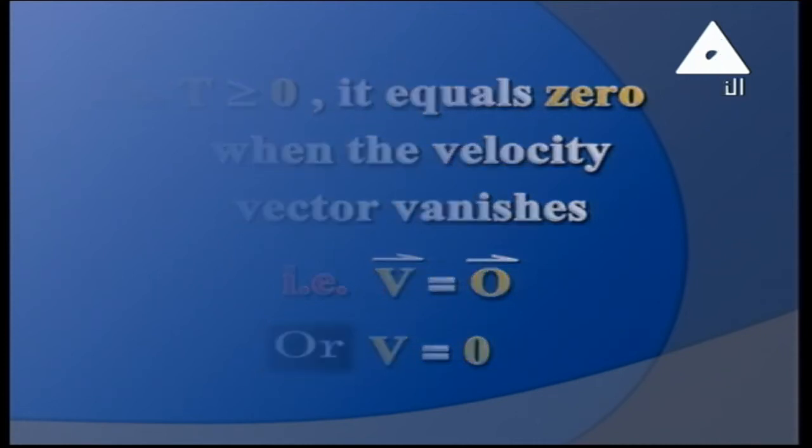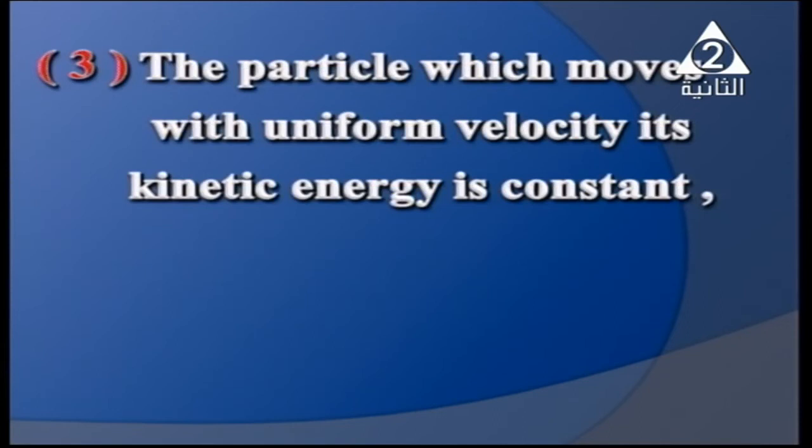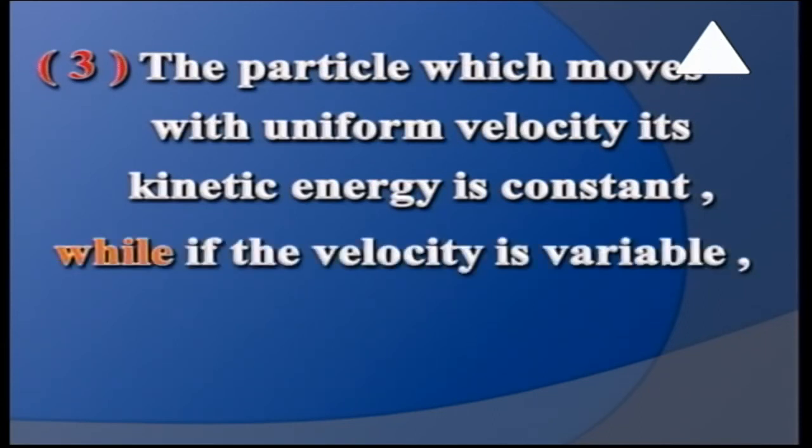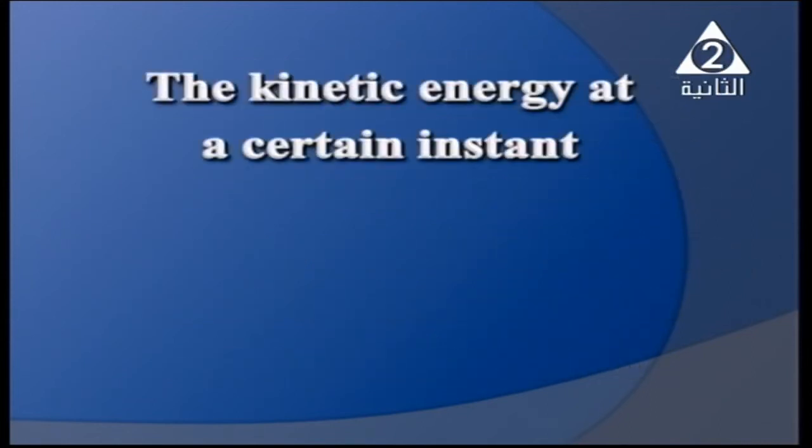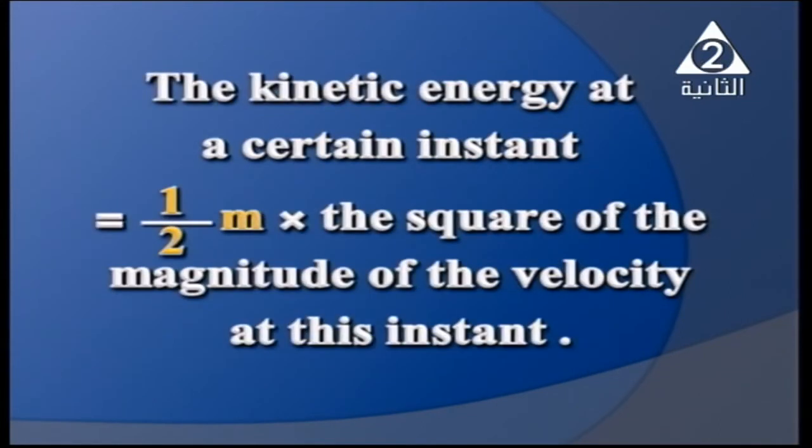The particle which moves with uniform velocity, its kinetic energy is constant. While if the velocity is variable, then kinetic energy also is variable, and the kinetic energy at a certain instant equals half m times the square of the magnitude of the velocity at this instant.